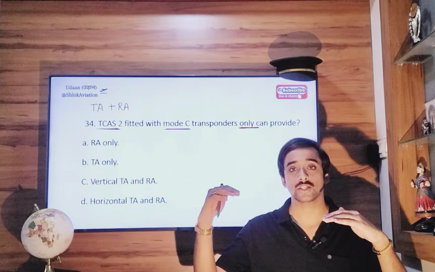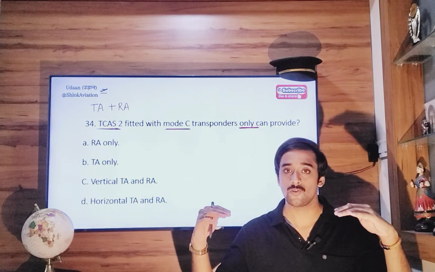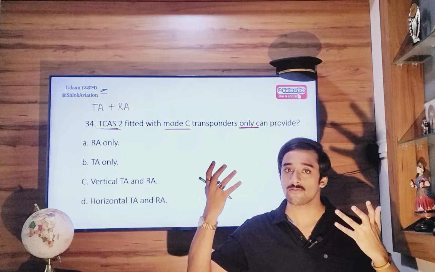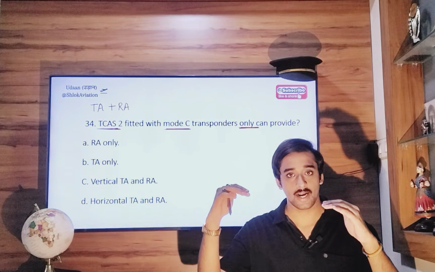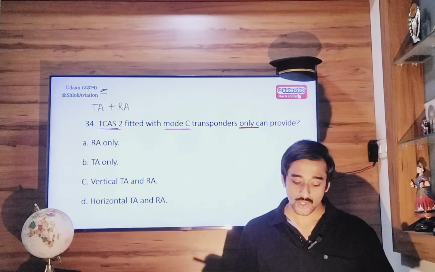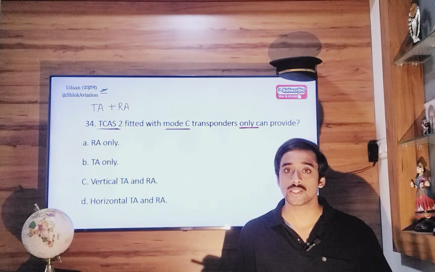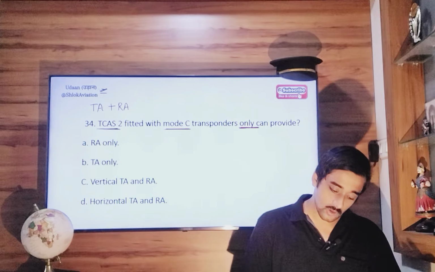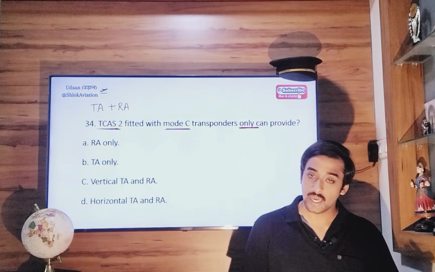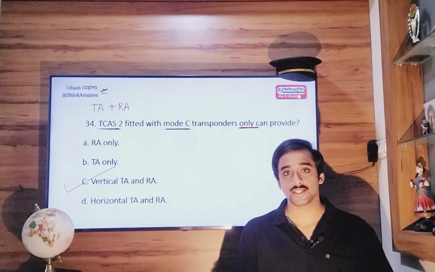So maybe that conflicting traffic is at the same level as yours. So the relative altitude between both of you will be zero. If that aircraft is 500 feet above you, the relative altitude will be plus 500 feet. If that aircraft is 500 feet below you, relative altitude will be minus 500 feet, right? So that is possible only when there is mode C capable transponder, right? So mode C transponder only can provide vertical TA and RA. So correct answer is vertical traffic advisory and resolution advisory.